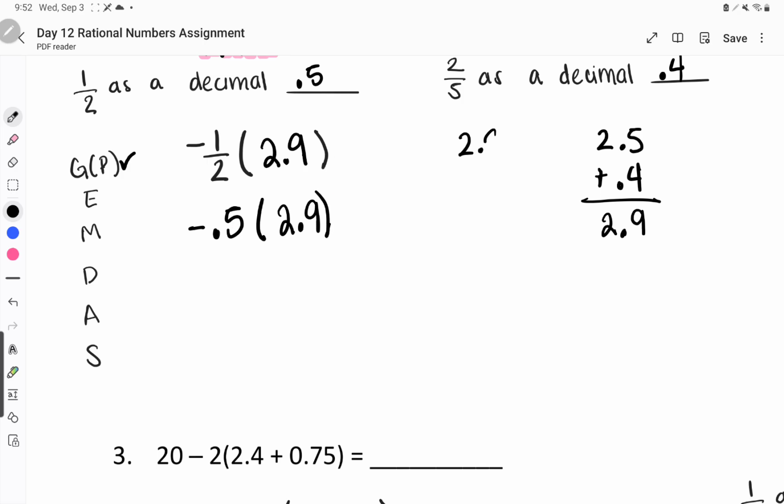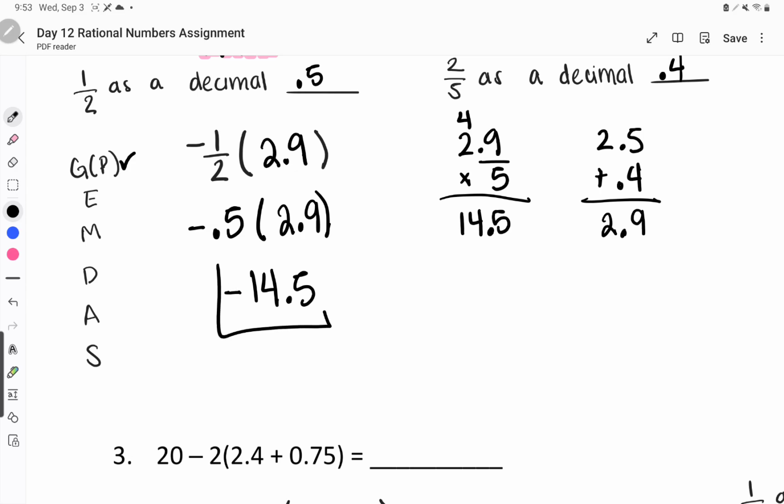So we would do 2.9 times 5. 9 times 5 gives us 45, so we write down a 5 and carry our 4. Then we have 2 times 5, which gives us 10, plus the 4 gives us 14. And then we have 1 decimal place, so that's 14.5. We have a negative times a positive. A negative times a positive is a negative.